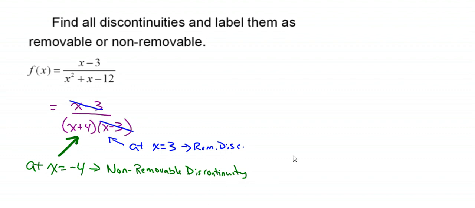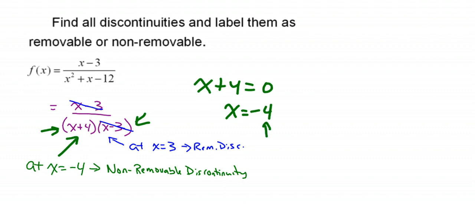So just to remember, the problem is when either of these binomials would be 0, right? So the problem would be when x plus 4 is equal to 0. So that means we'd have an issue at x equals negative 4. And the problem would be if x minus 3 is equal to 0, right? So this is the one that's removable. The x equal to negative 4, we'd have a non-removable because we'd have a vertical asymptote.